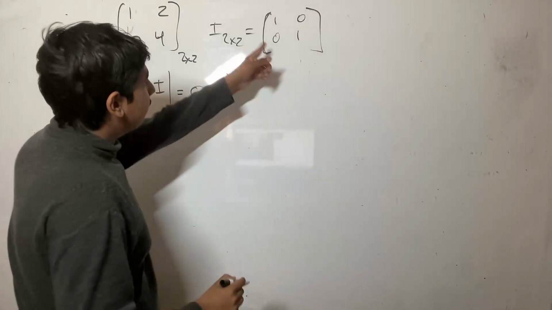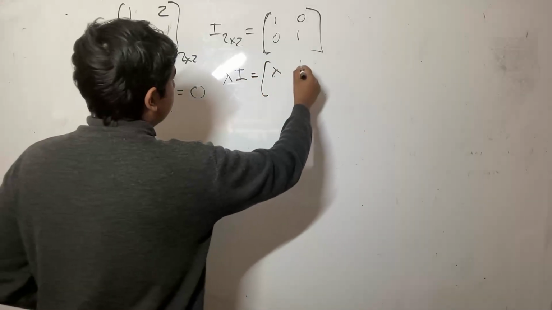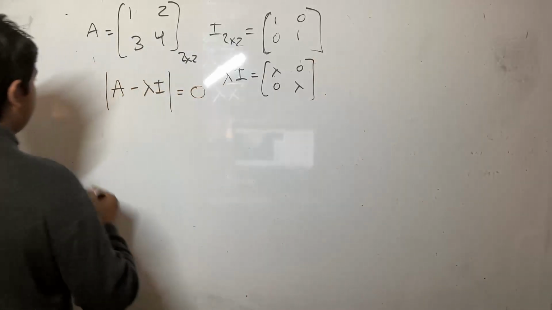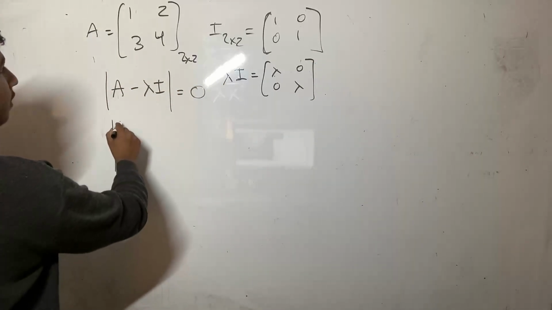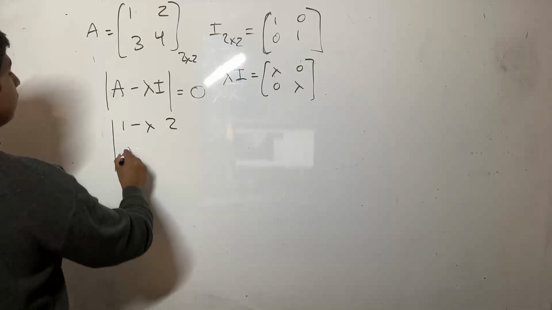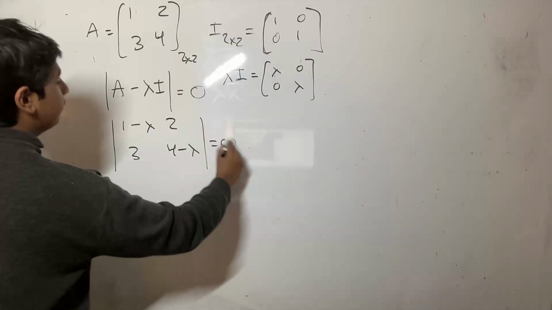If we use this identity matrix, remember lambda I, we put a scalar in front of this matrix, so this will just be lambda, 0, 0, lambda. And if we do A minus lambda I, this will just be the determinant of 1 minus lambda, 2, 3, and 4 minus lambda, and this determinant must equal 0.